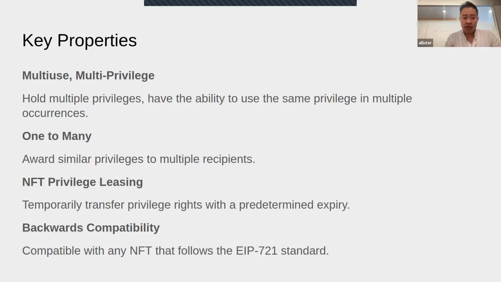So there's the one-to-many concept. This is awarding similar privileges to multiple recipients. So in the earlier example of a buy one, get one promotion, this would be a handy use case for that. There is NFT privilege leasing, so temporarily transfer privilege rights with a predetermined expiry. So it's essentially renting out that perk or reward as seen fit. And backwards compatibility, of course, compatible with any NFT that follows the EIP 721 standard.